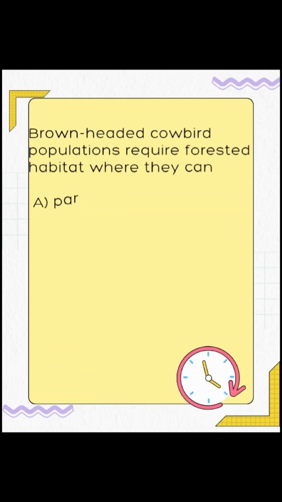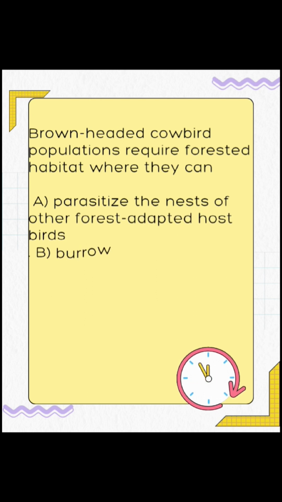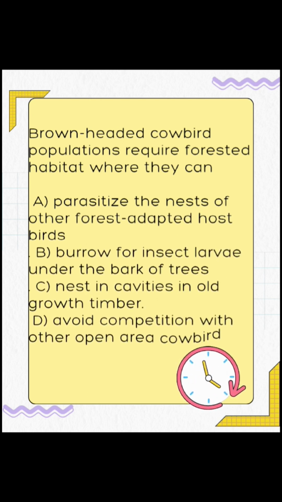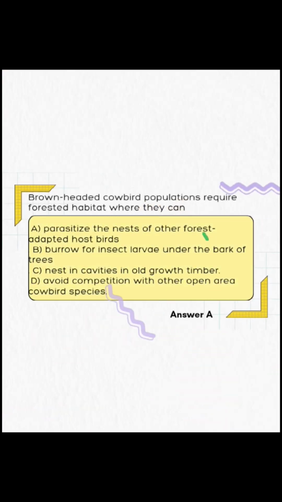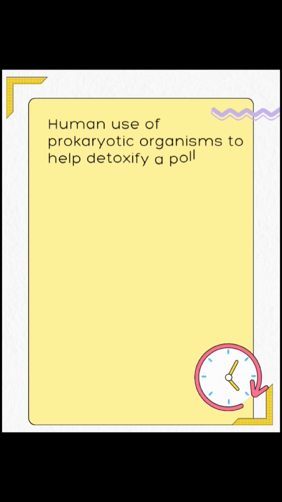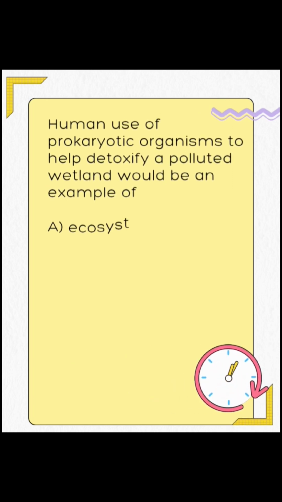Brown-headed cowbird populations require forest habitat where they can parasitize the nests of other forest-adapted host birds, burrow for insect larvae under the bark of trees, nest in caves in old growth timber, and avoid competition with other open-area cowbird species. The correct answer for this question is parasitize the nests of other forest-adapted host birds.